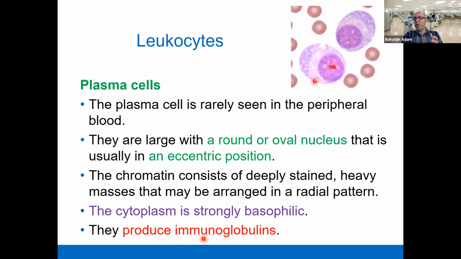There are different types of antibodies: immunoglobulin A, immunoglobulin E, immunoglobulin G. And it is based on the type of the microbe which kind of immunoglobulin should be produced by plasma cells.